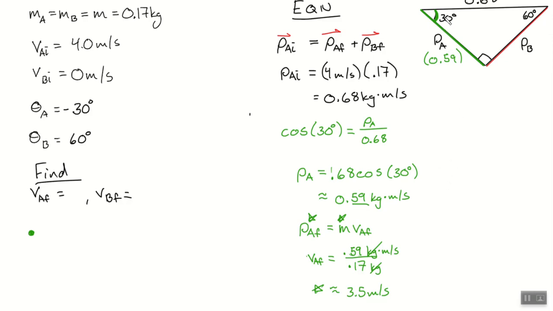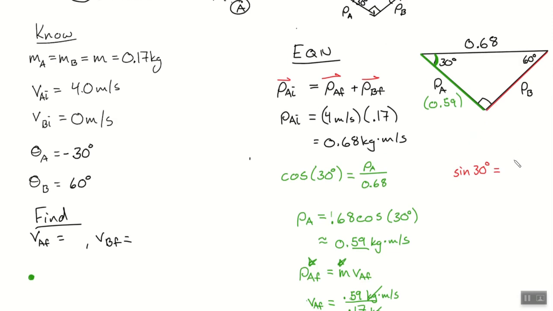So for 30, this is opposite, right? And we still have the hypotenuse. Which trig function is that? So we see that the sine of 30 degrees, this one's much nicer, we don't need a calculator this time, equals what over what? Opposite is here, over, so 0.68, and let's check it out. 0.68 times the sine of 30 is apparently equal to this momentum in B.